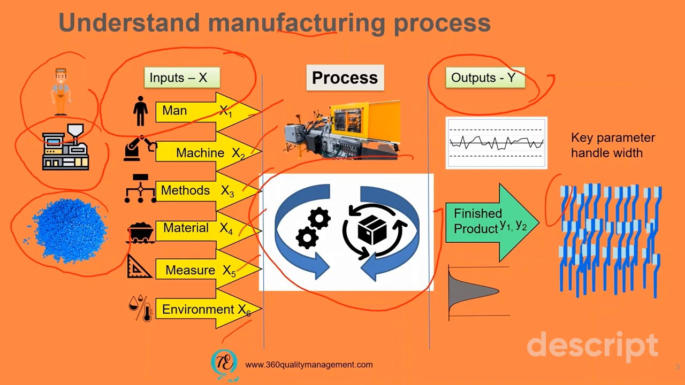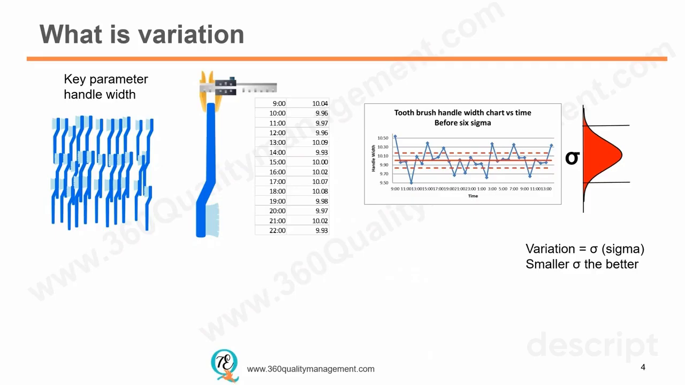The measurement process is to measure the key parameters of a toothbrush, maybe the toothbrush dimension such as length or width, and it is able to give accurate data on the key parameters. Environment applies to products that are sensitive to environmental factors that need to be controlled. Let's look at what is variation.